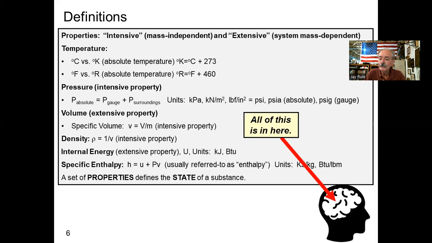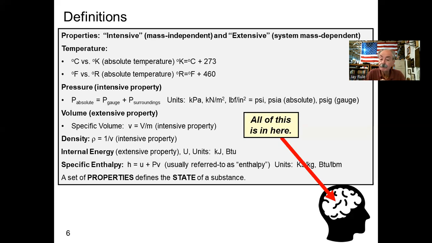Pressure, it's an intensive property. You have a pretty good working knowledge of what's a gauge pressure, what's an absolute pressure, and you're simply adding the pressure of the surroundings, usually 1 atmosphere, to get to absolute pressure. Volume, capital V, that's an extensive property. And then you know the intensive property is little v, which is V over m. Know that in your head. Density, it's the reciprocal of specific volume, intensive property.